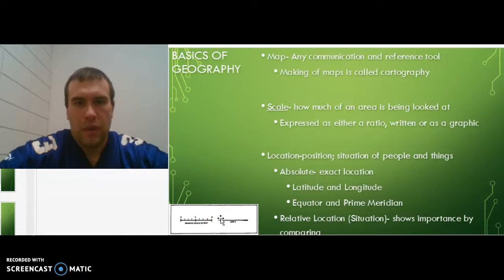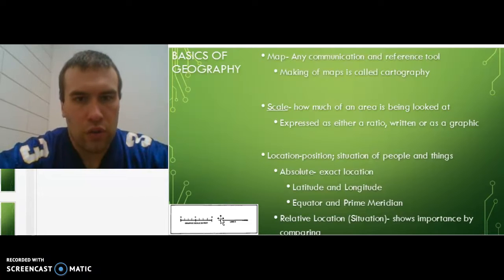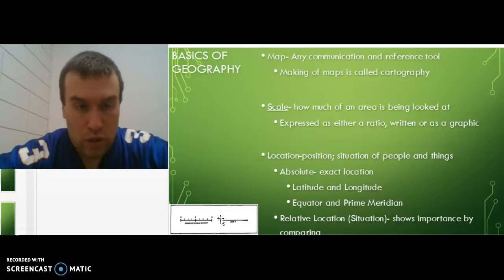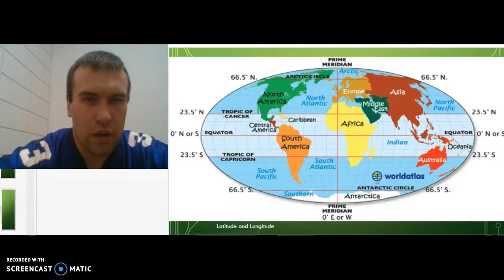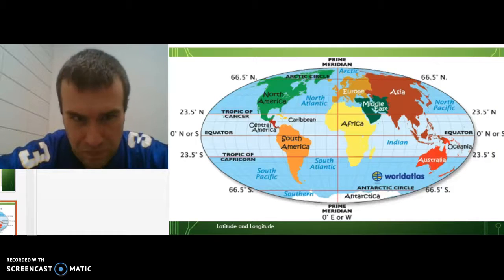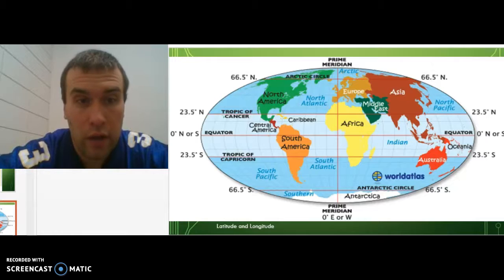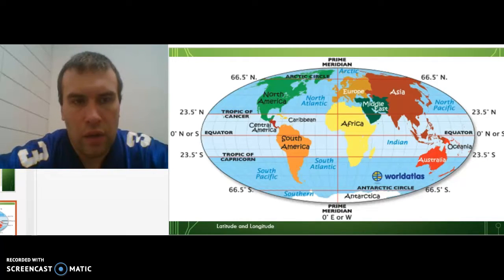Next is location. There are two ways to get location across. Number one is absolute location. It's just where things are, the exact location, most often given by latitude and longitude. We can see here the latitude and longitude of the earth. Remember, the equator is a line of latitude, and the prime meridian is a line of longitude. They meet at 90-degree angles throughout the earth, and they provide straight lines.